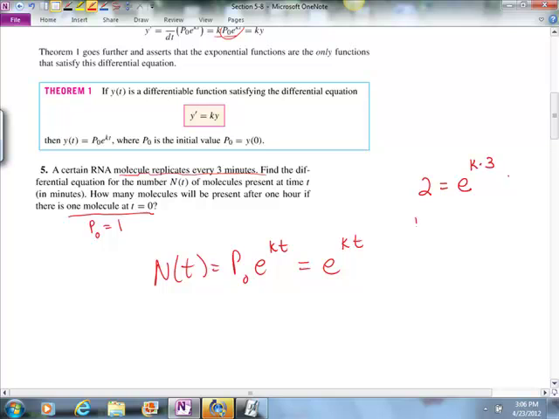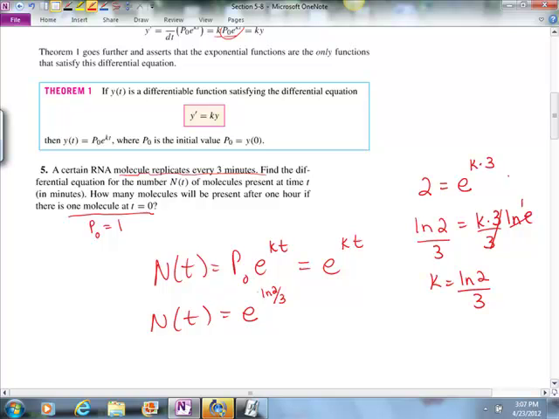We take the ln of both sides. ln2 is equal to k times 3 ln e, and then solve for k here. Remember ln e is just 1, so just divide both sides by 3, and you get k is equal to ln2 divided by 3. So our equation n of t is equal to the initial amount, which was 1, and then e to the k, which is ln2 over 3, and then times t.